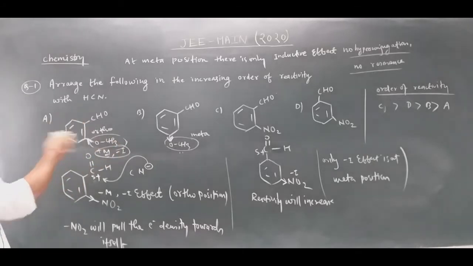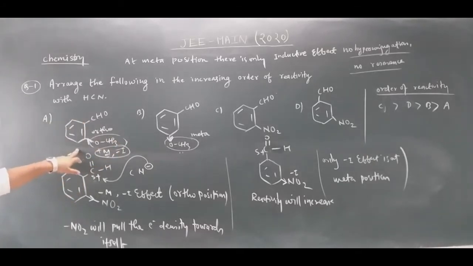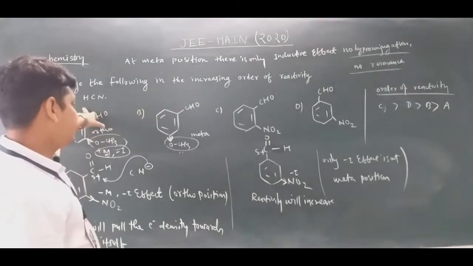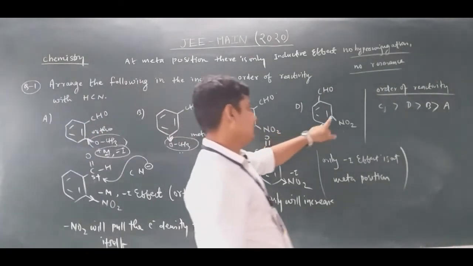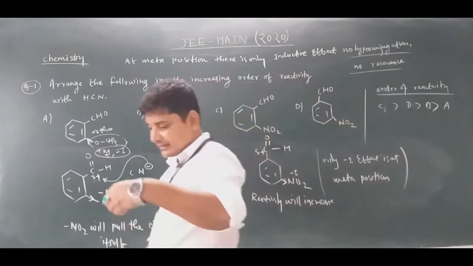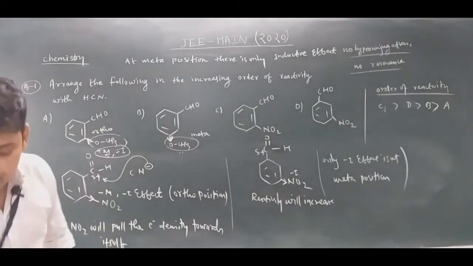So the electron donating tendency to the benzene ring is maximum here, and therefore there is minimum positive charge on the carbon here. It is less reactive towards nucleophilic addition reaction. Therefore, if they are asking to arrange the following in increasing order of reactivity with HCN, we can write C, D, B and A. Okay, so this has been completed. Now moving towards the next question here.